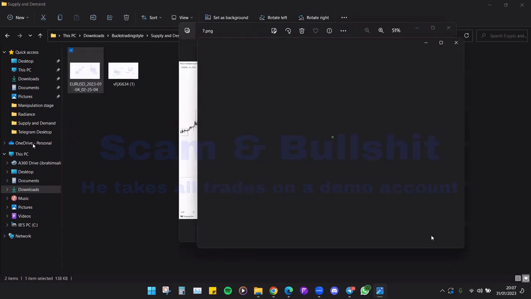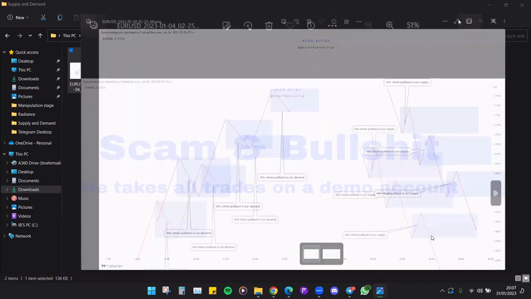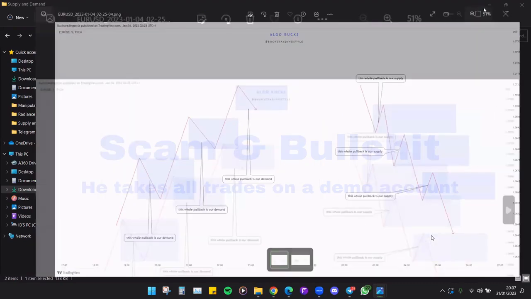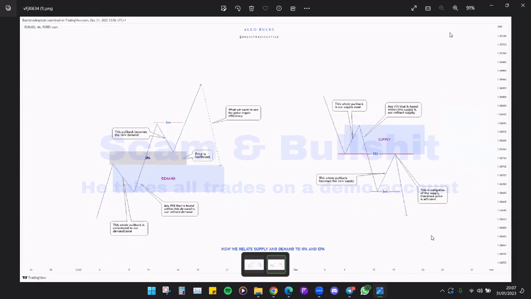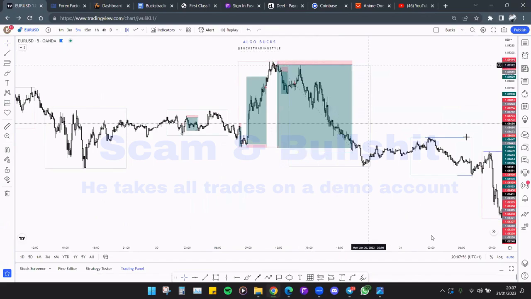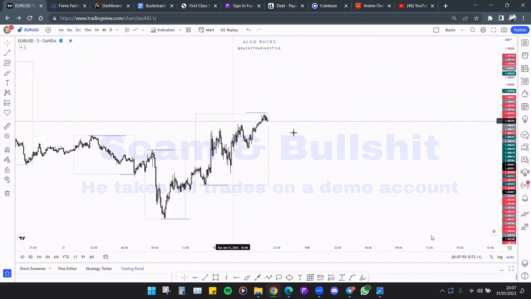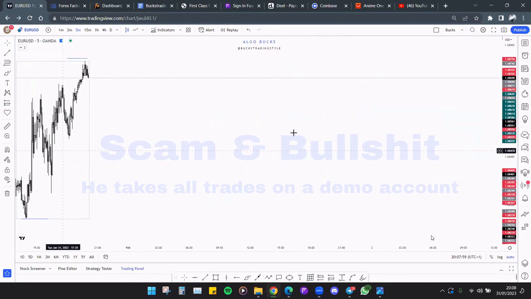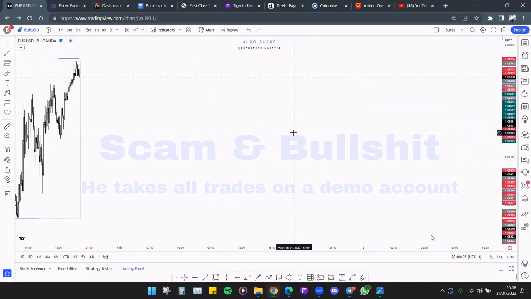Okay, so now I'm going to show you a different view of supply and demand. Let me start from demand. Demand is simply a buy zone and supply is a sell zone. So we look at supply levels as sell levels. We want to sell from supply and buy from demand.